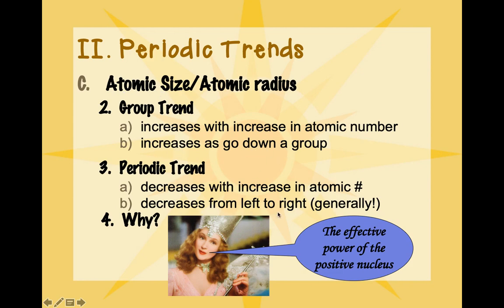But from left to right, the elements on the right are in the same energy level, but have a much more powerful nucleus. So the nucleus can pull the electron cloud in tighter, making it a little bit smaller. So size decreases from left to right. That is the power of the nucleus, explaining atomic size, atomic radius.